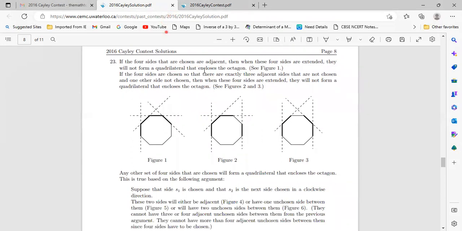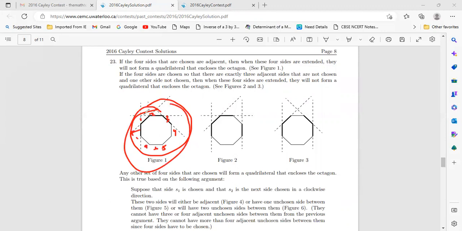I think I don't have to draw the octagon diagram. You know how to draw an octagon, right? Like 1, 2, 3, 4, 5, 6, 7, 8 sides.